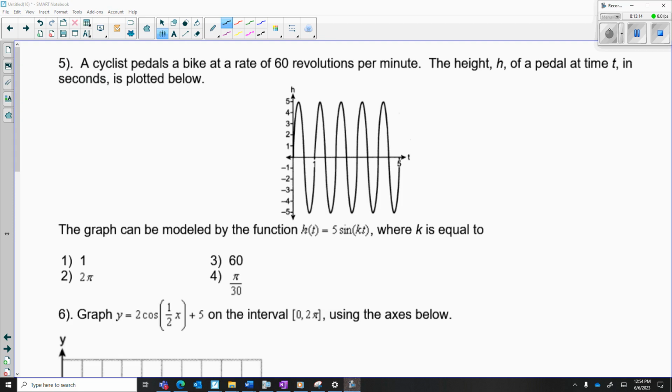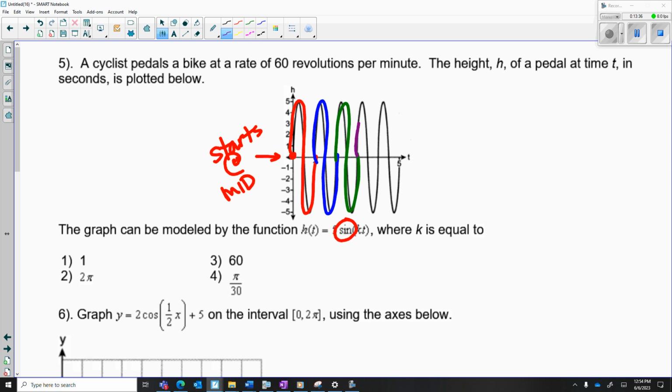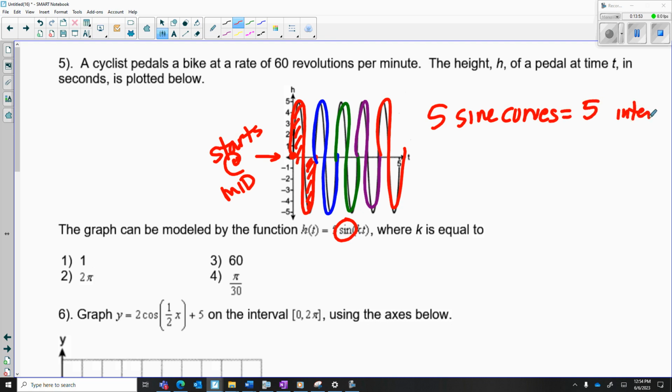Next one. This also was a little bit of a tricky one. We have a trig curve. This is a sine curve. Why? Because it says sine, but if you didn't know that, you would see that indeed it starts at the midline. How many sine curves do we see in this picture? Let's count them. 1, 2, 3, 4, 5. And if you're not sure, remember one full sine curve would make one full cycle. So this is 5 sine curves in the span of an interval that is length 5.